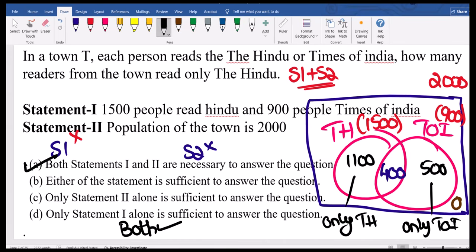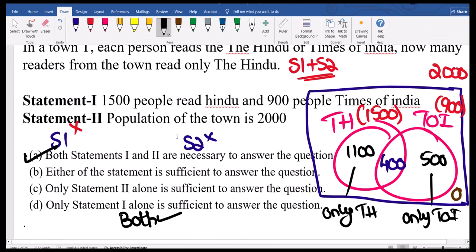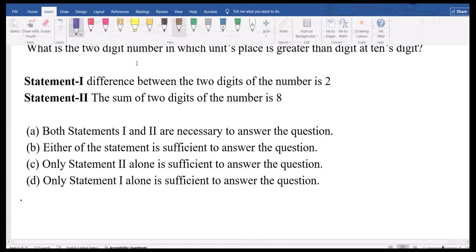N of A and B is N of A plus N of B minus N of A intersection B. 2000 equal to 1500 plus 900 minus that intersection value. Then if you work on it, you will get intersection value is 400. Now what about this question answer?